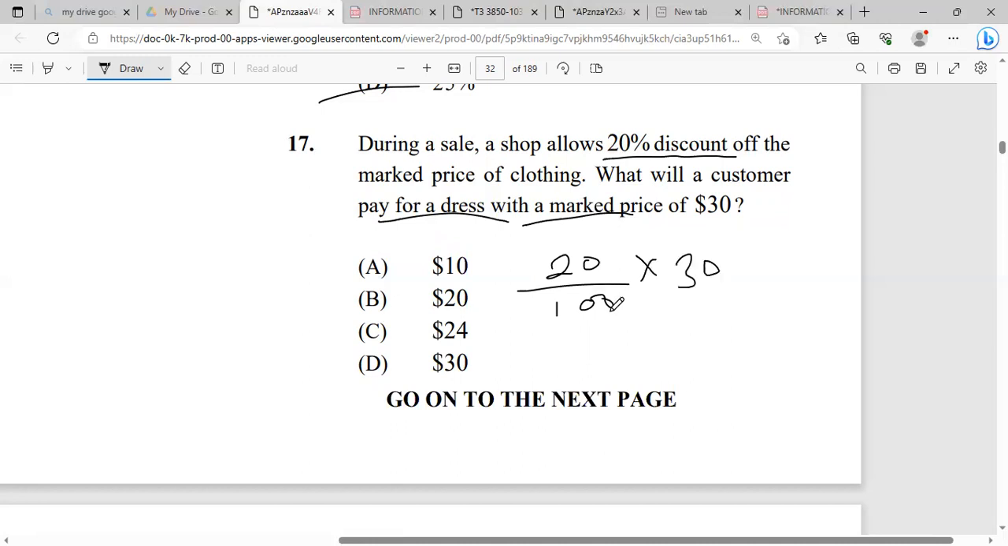Discount is different from tax. All right, and then this cancels this. So we know that it's going to be $6. 20% is the same as dividing by 5, but I'll show the step because you don't know the thing. So discount of $6. It was originally $30, so it's going to be $30 minus $6, which works out to $24.